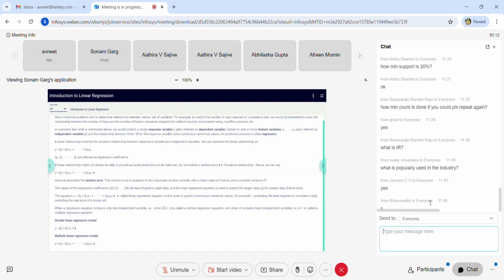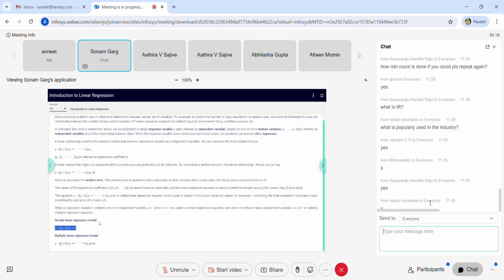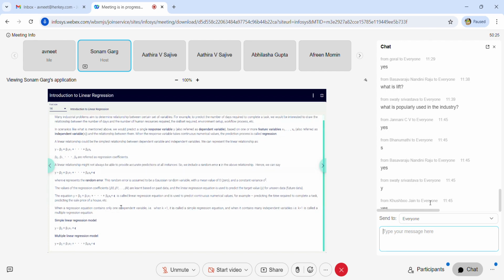So a simple linear regression model can be represented as y = mx + c. This equation is the same, y = mx + c. Don't get scared. This is mx, this is your c, and some error component which is attached to it. So in case you have only one predictor variable, that is, if your k is 1, that means you are going for a simple linear regression model.